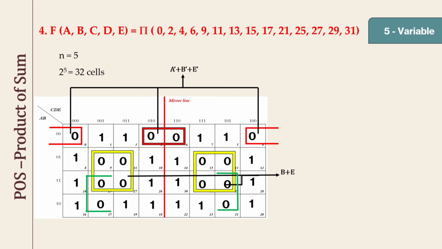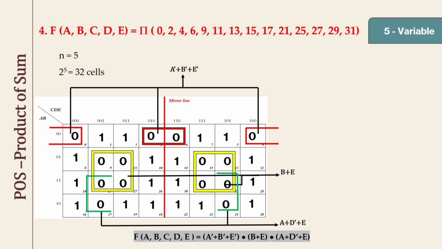Now let's name the third group. In the third group, all the values are present between the third and fourth row. Between this third and fourth row, the common is A. Now, with respect to the column, we need to compare the second and seventh column. Between the second and seventh column, the common is D bar and E. So, we can name this group as A plus D bar plus E.